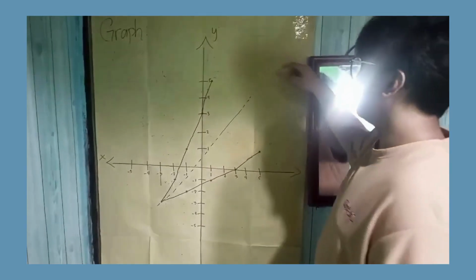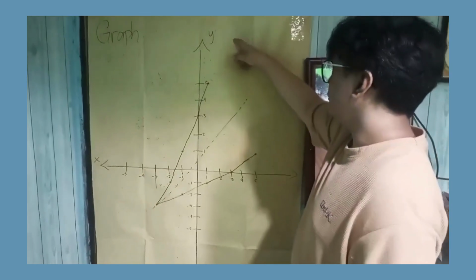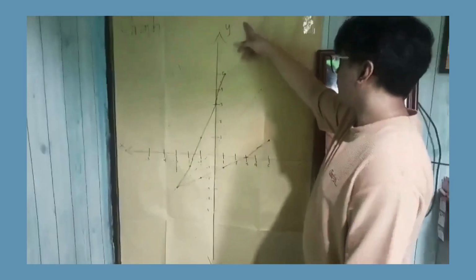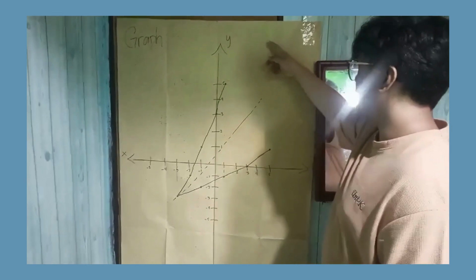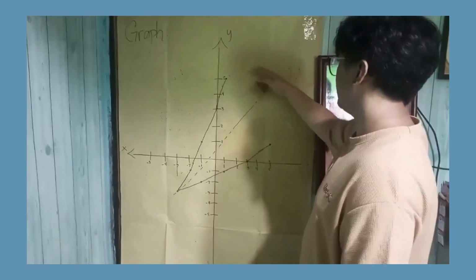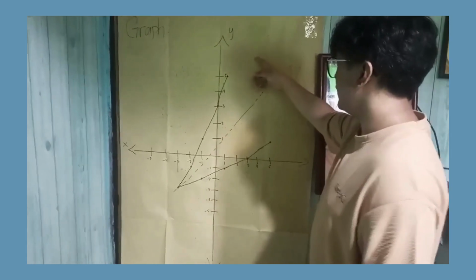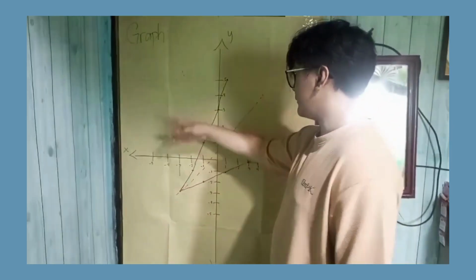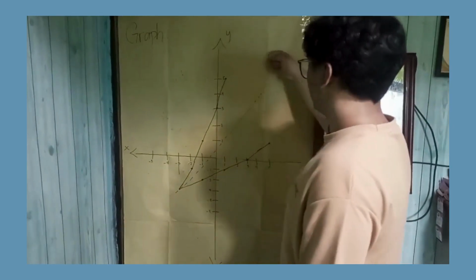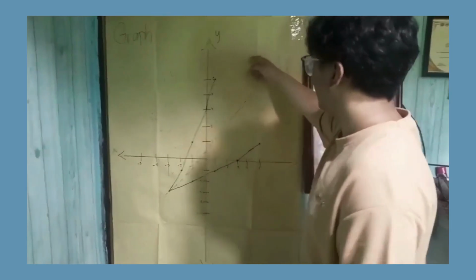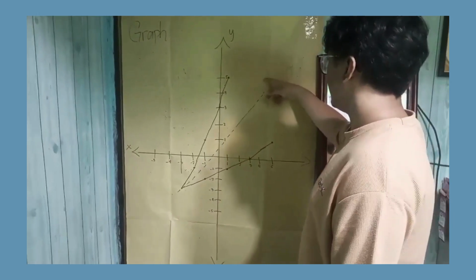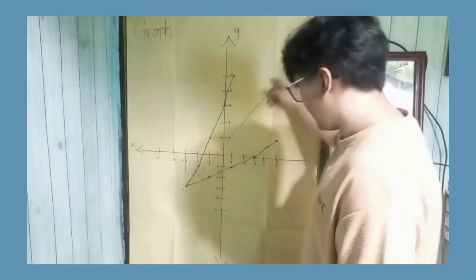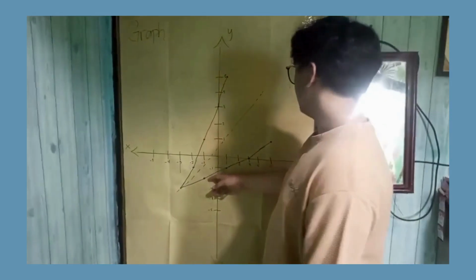Next we will graph f raised to negative 1 of x equals x minus 3 over 2. In the table of values, x is negative 3 and y is negative 3. We will put that in here, the same as the point earlier. And then x is negative 1 and y is negative 2, so we will put that in here.